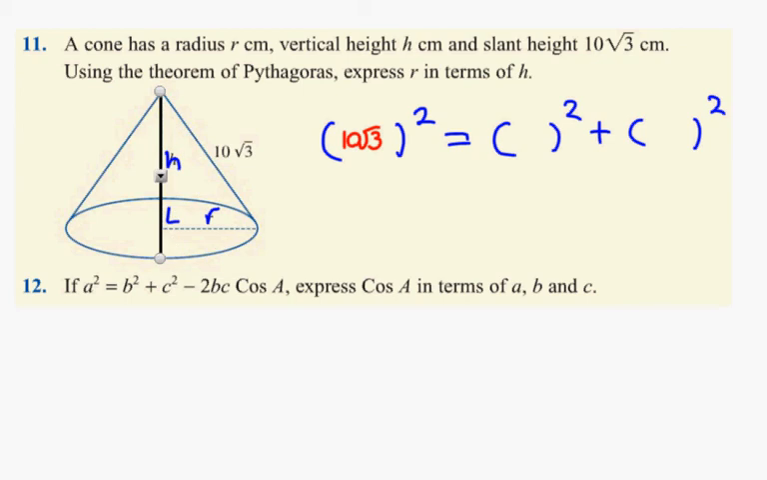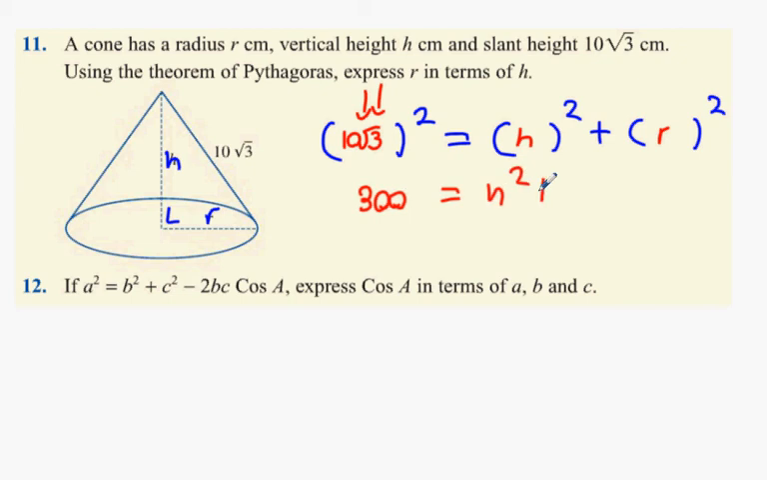So, 10 root 3 squared. What goes here? h or r, doesn't matter which one. The main thing is the longest side goes in on its own. 10 root 3 squared, 10 by 10, 100, root 3 by root 3 is 3. It's going to be 300.